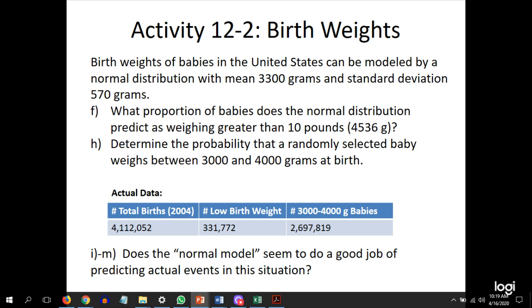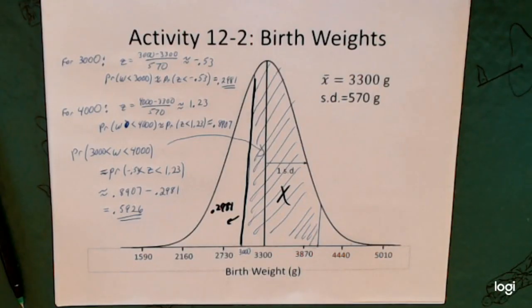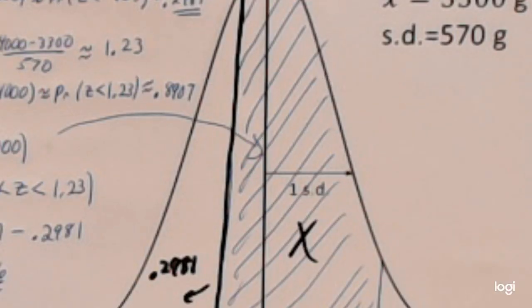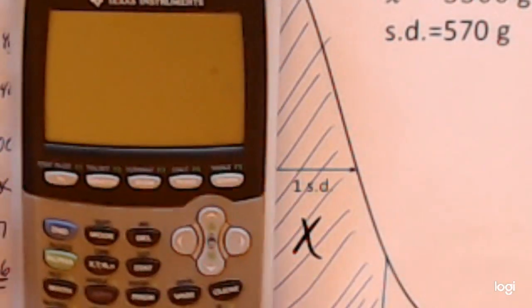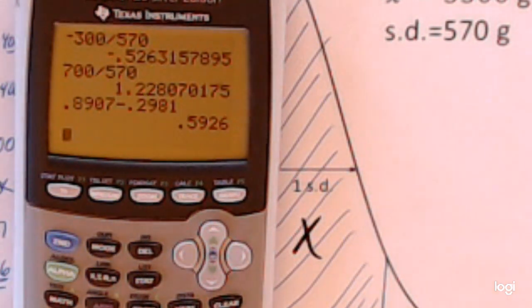We've got the data: low birth weight babies, total births, 3,000 to 4,000 gram babies. We can just do that calculation. So very quickly, let me switch back to my picture and zoom in so we can see our calculator. I'm just going to calculate those proportions. The total number of low birth weights was 331,772. Total number of babies was 4,112,052.